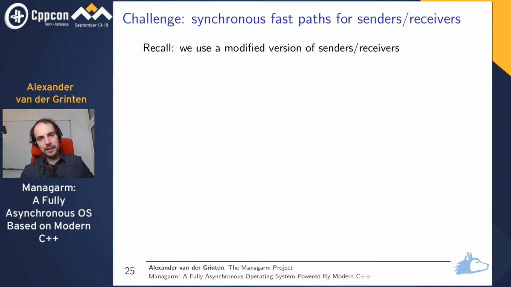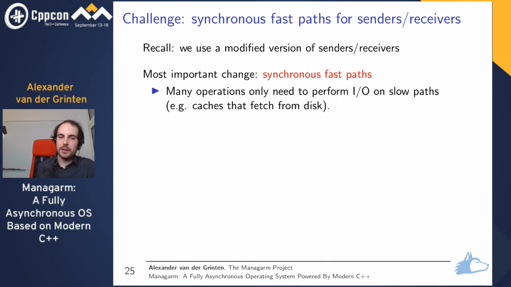I'm going to talk a bit about challenges for 1 minute, and then I get to some final questions. So what are challenges in this model? I said that we have to modify our senders receivers somehow. Our main modification is that we need synchronous fast paths. We noticed that many operations only need to perform I/O on slow paths. For example, a cache that fetches from disk. It only needs to perform I/O in the slow path.